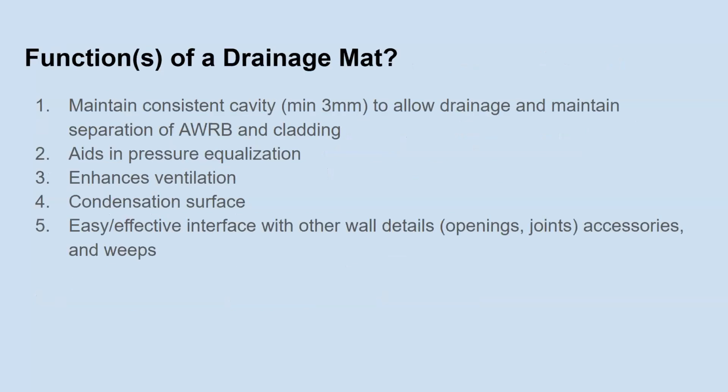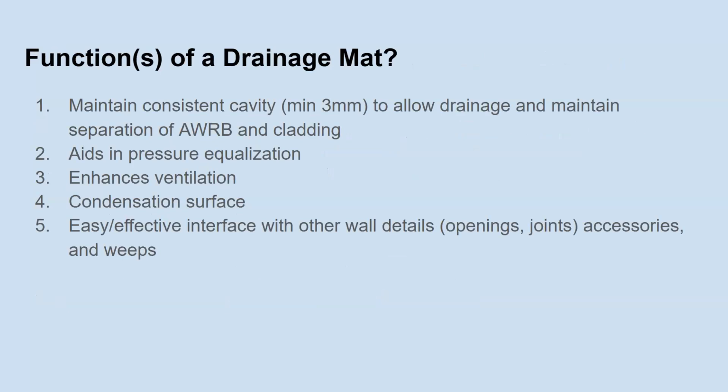So just to review the function of a drainage mat, again, it's to maintain a consistent cavity. We talked about separating the air and weather resistant barrier from the cladding. It also can aid in pressure equalization, which has benefits, especially when you've got enhanced vapor drive, either from outside to in or inside to out. It enhances the ventilation of the wall.